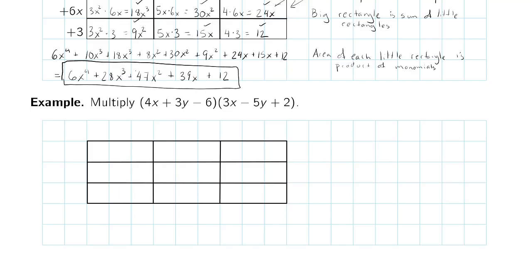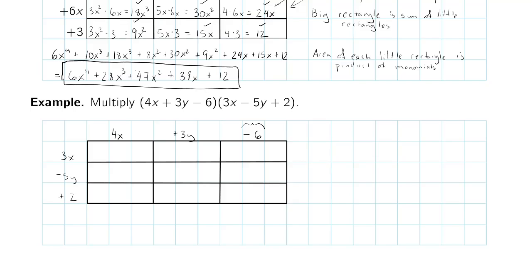And then I'm going to write my first polynomial across the top. So 4x plus 3y minus 6. When I have subtraction, I'm going to make sure I keep the negative sign with its term. Down the side, I'll have 3x minus 5y plus 2. It doesn't matter which one you put across the top and which one you put down the side, because multiplication is commutative.